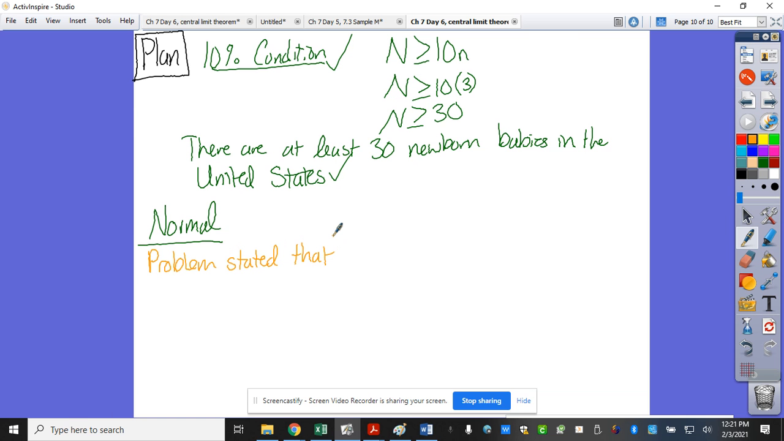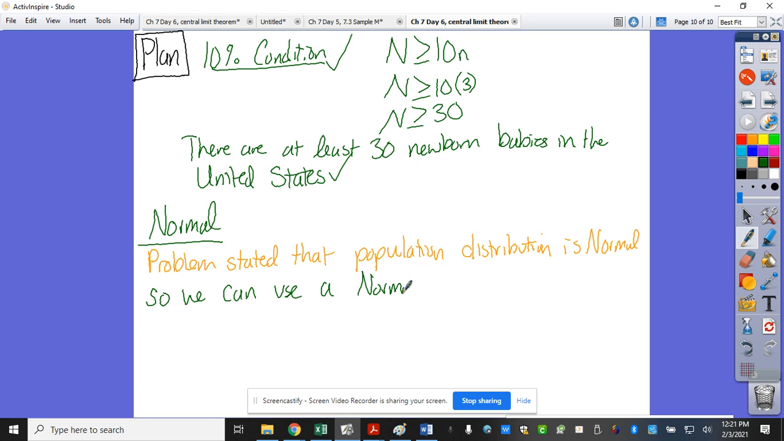And now I don't care here if you literally say population distribution or you go with the wording and it says the weights of newborn children in the U.S. Either one of those is fine. Stated that the population distribution is normal. It didn't say that it was approximately normal. But I have to end this with, so we can use normal approximation. So I'm good to go with both of those. I can continue on to do.